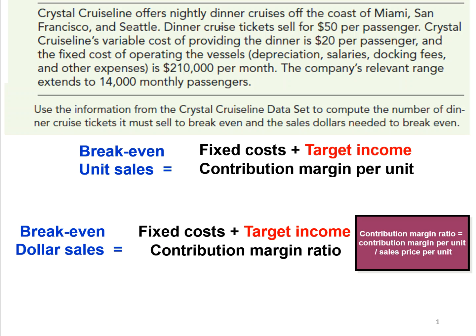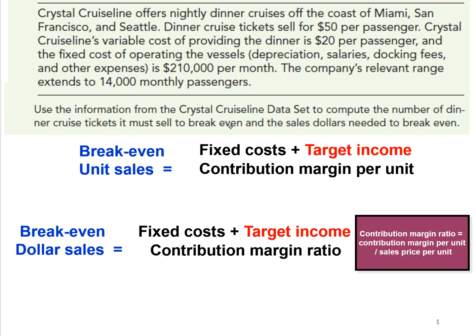Crystal Cruise Line offers nightly dinner cruises off the coast of Miami, San Francisco, and Seattle. Dinner cruise tickets sell for $50 per passenger. Crystal Cruise Line's variable cost of providing the dinner is $20 per passenger, and the fixed cost of operating the vessel, meaning depreciation, salaries, docking fees, and other expenses, is $210 per month. The company's relevant range extends to 14,000 passengers.